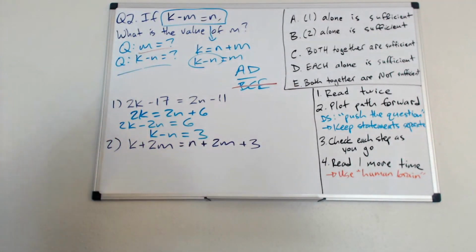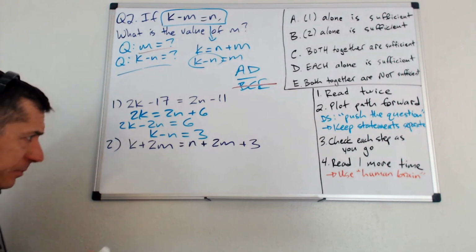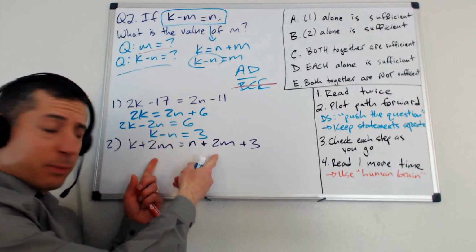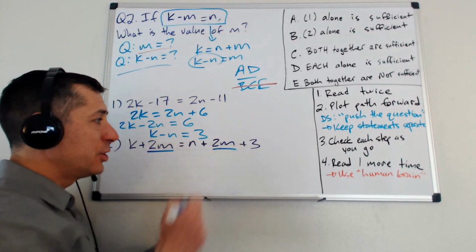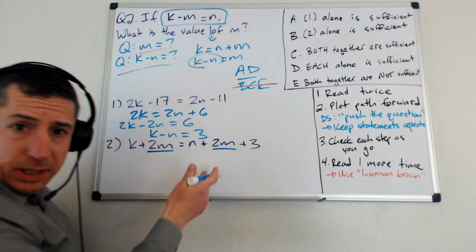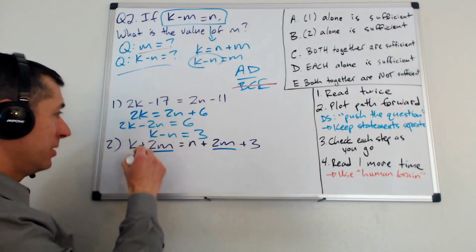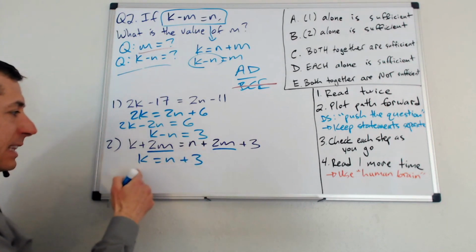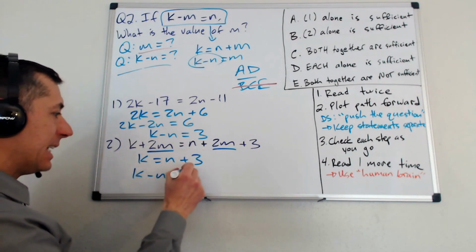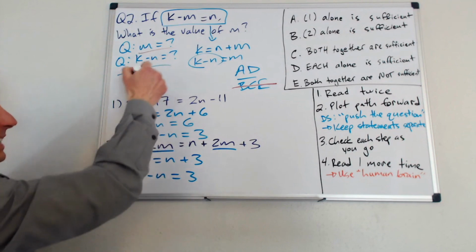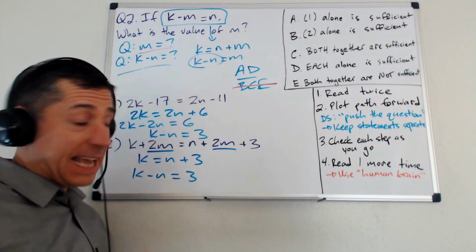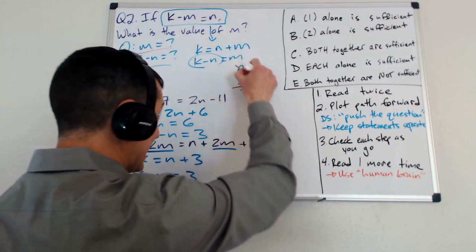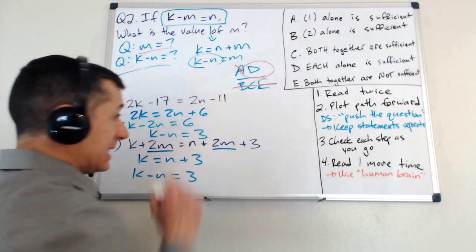And then statement 2, same kind of thing, just a little bit of algebra here. I'm going to combine like terms first. Good first step whenever you do algebra. I'm going to subtract 2M from both sides. Well, guess what? That makes my M's vanish. So I've got K equals N plus 3. I subtract the N from both sides. K minus N equals 3 again. It's exactly what I was looking for. K minus N, and that's sufficient. So my answer is not A, and it is D.